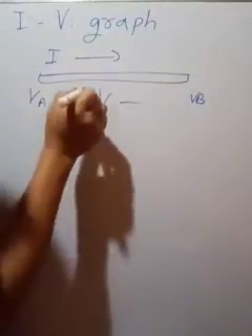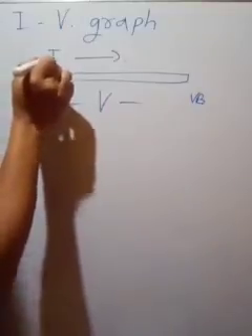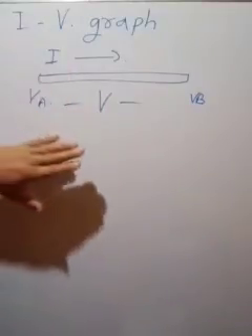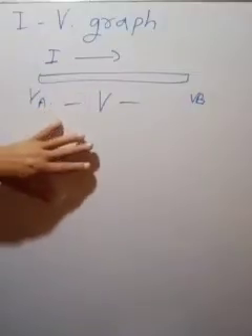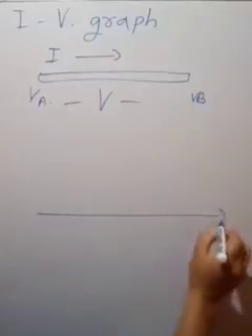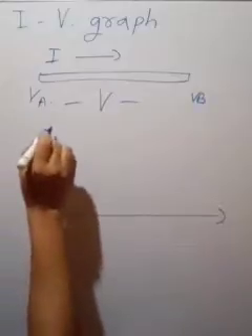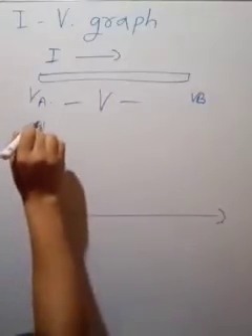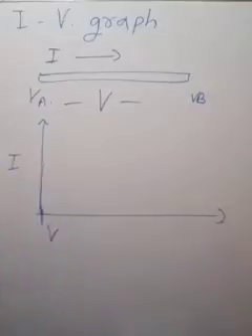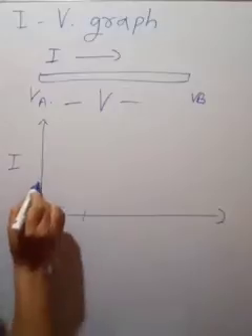Now when you increase the potential difference, the amount of electricity also increases. When you do this experiment and draw a graph, put V for volt on the horizontal line and I, the amount of current, on the vertical line. If the voltage is 0, the current will also be 0. If the volt is 1, there will be some amount of current.